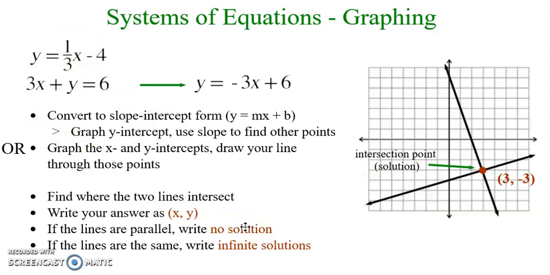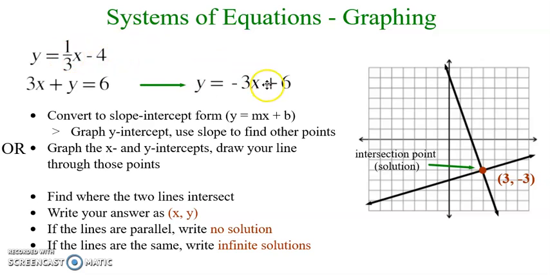As far as lines that are parallel where we have no solution, if both equations are in slope-intercept form, then we can just look at the coefficient in front of x that tells us our slope. And if they're the exact same, we don't even have to graph. We know that there is no solution.